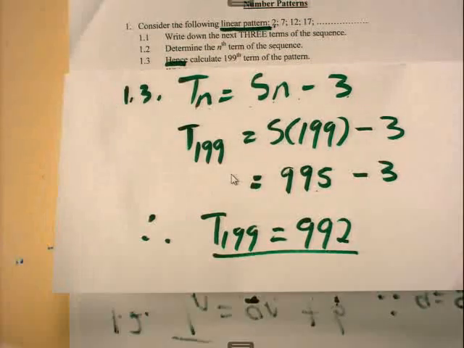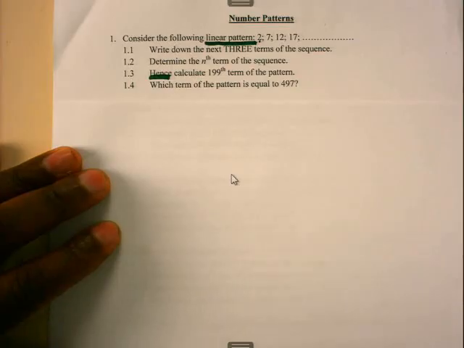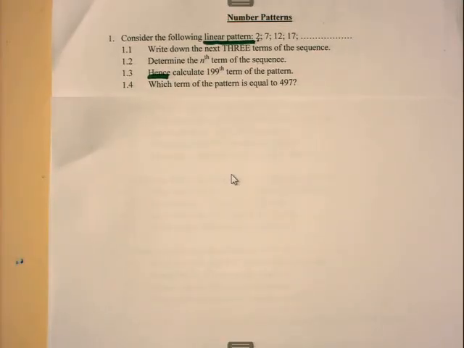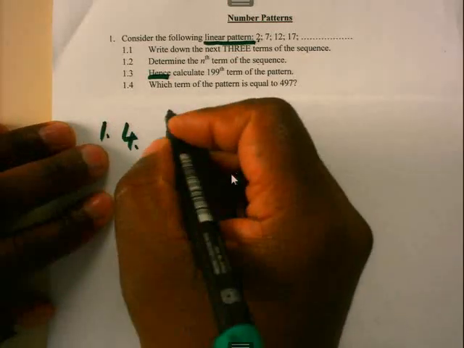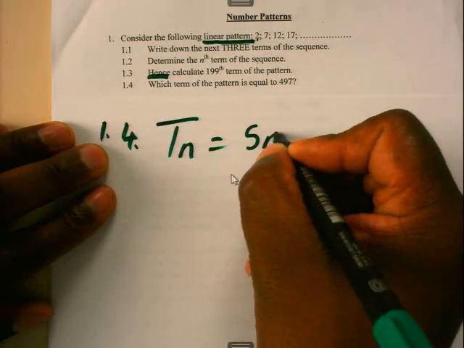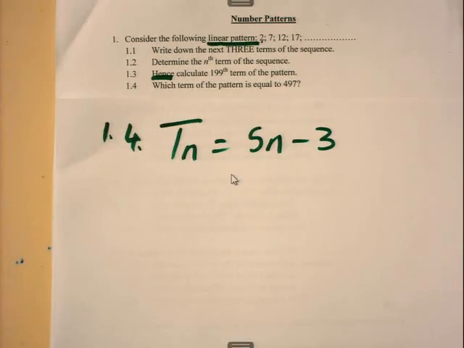Let's check 1.4. Which term of the pattern is equal to 497? Remember, from 1.2, our nth term is equal to 5n minus 3. That is our nth term. So the question is, which term is equal to 497? Remember what I said earlier: n indicates the position of a term in a sequence. Check 1.3. The position of that term is 199.